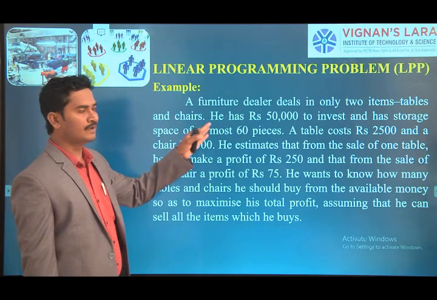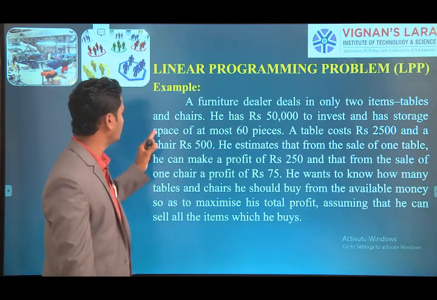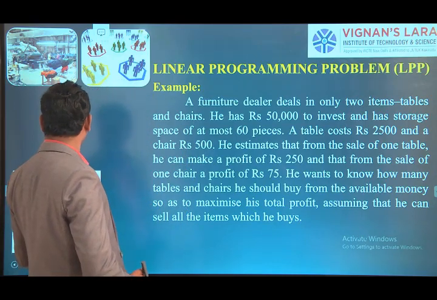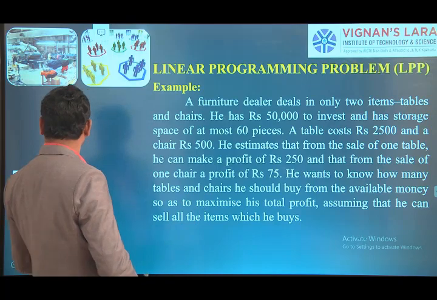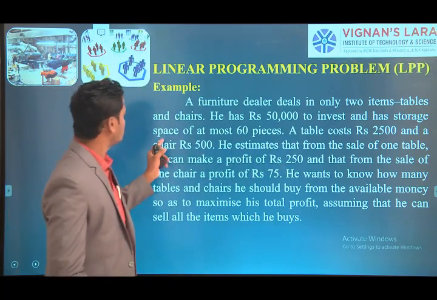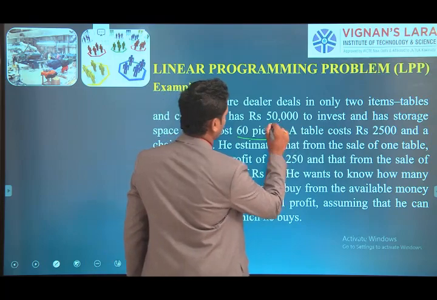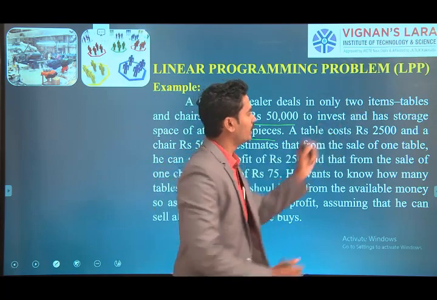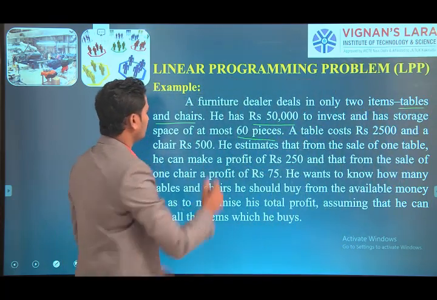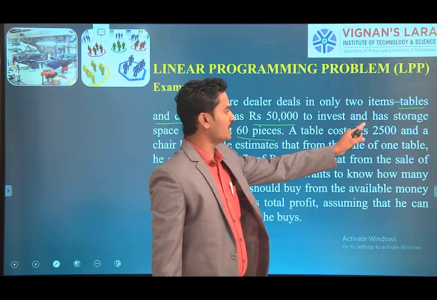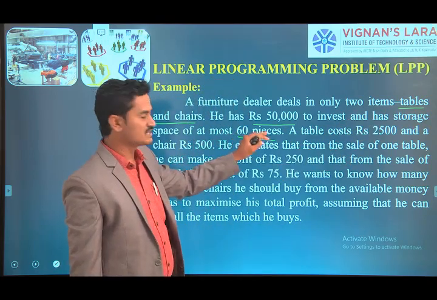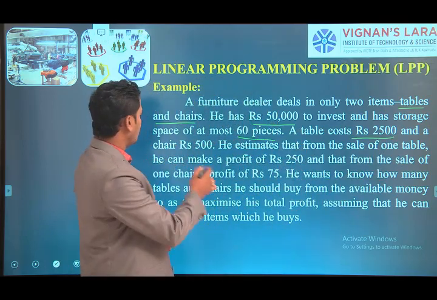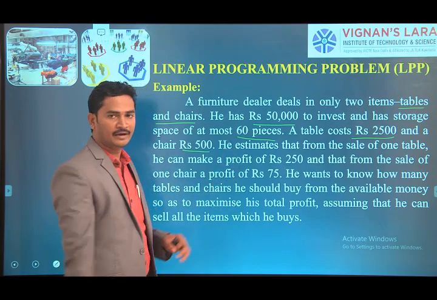A furniture dealer deals in only 2 items, tables and chairs. He has rupees 50,000 to invest and has storage space of at most 60 pieces. A table costs rupees 2,500 and a chair rupees 500.